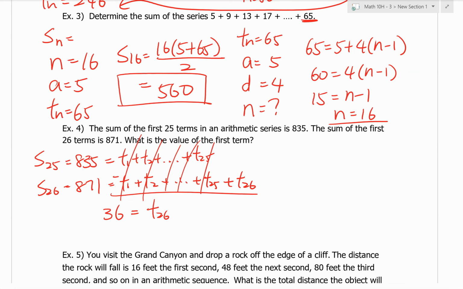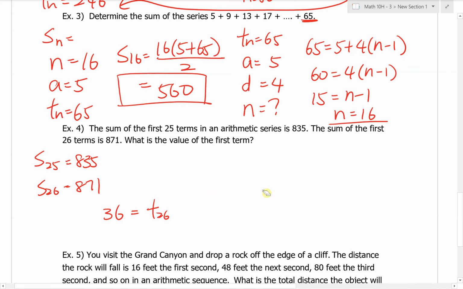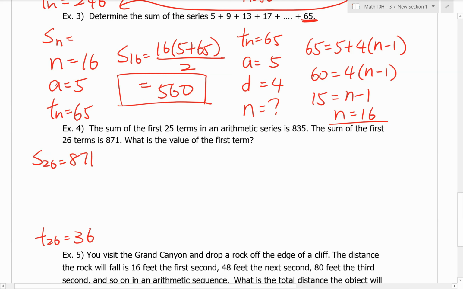I am gonna erase all these because I didn't actually leave enough room here for you to solve. 36 is okay, so I'm gonna erase all these. I'm gonna say S26 is A71. Again, T26, we just found out that was 36. And well, we know n is 26. We just don't know what a is, right?